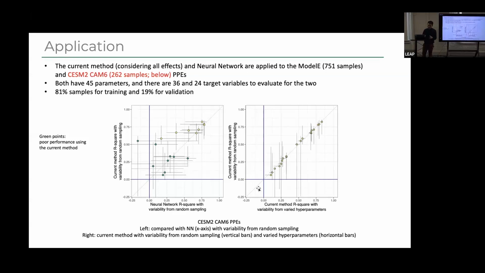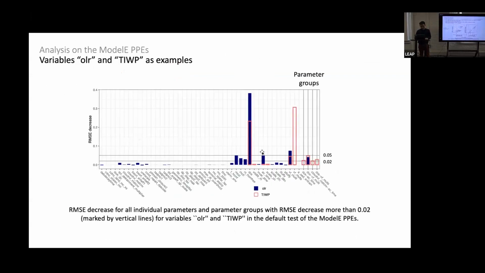You can see some more points that are in the upper right, which is a good sign. Sometimes the neural network even has negative R squares. In that case, the emulator did nothing but introduce additional errors to the prediction. It's a bit strange, but it happens sometimes. And again, the same thing on the right: the hyperparameters don't really matter that much.